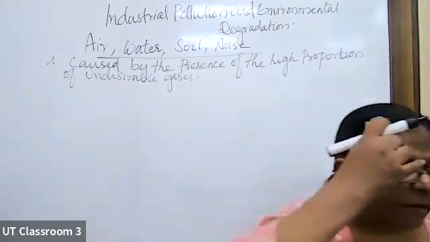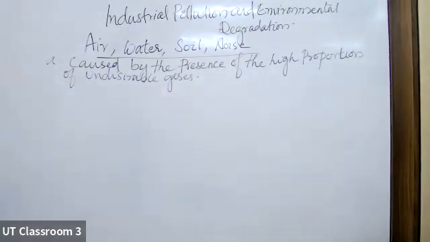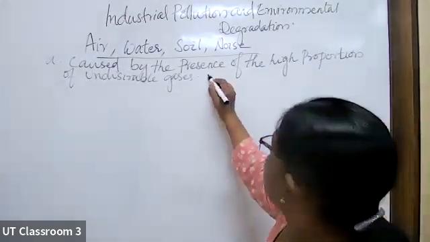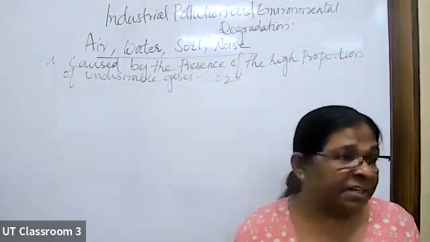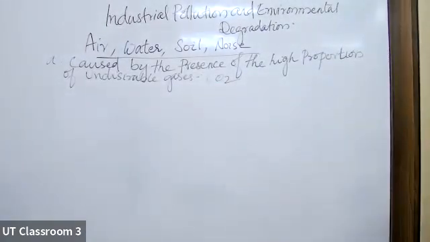So can you tell what are the desirable gases? See, these are desirable. That is, if something else is in more proportion, that may be harmful. See, carbon dioxide is there. If the proportion of carbon dioxide is more, then that is harmful.